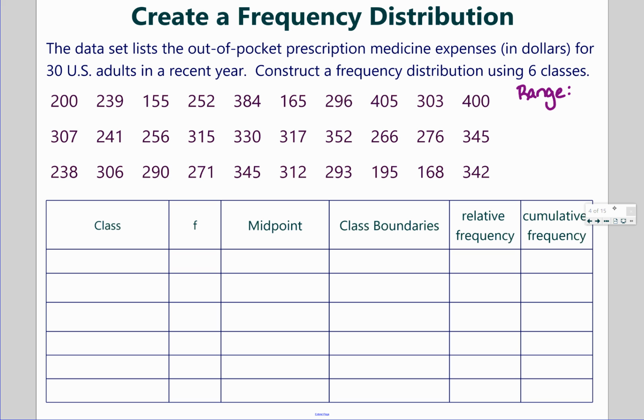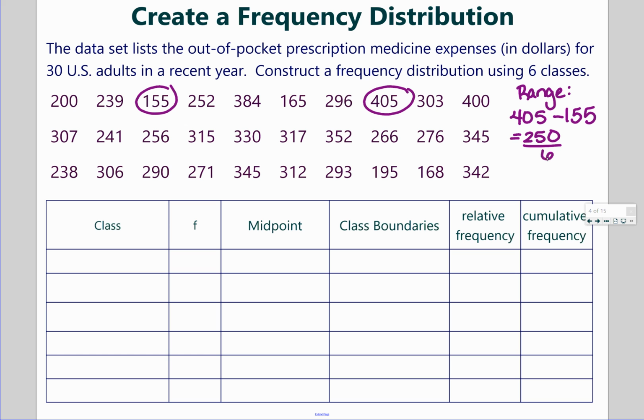What's the biggest number in this set that you have? 405 is the biggest. Agree. And what is the smallest? 155. Okay, so my range, I subtract them. You're going to need a calculator. If you don't have one out yet, you might want to grab it. 405 minus 155 gives me 250.